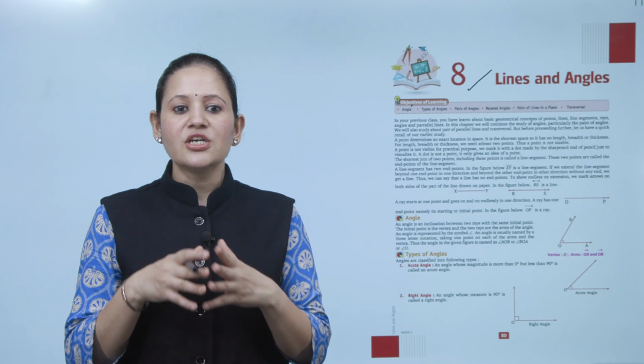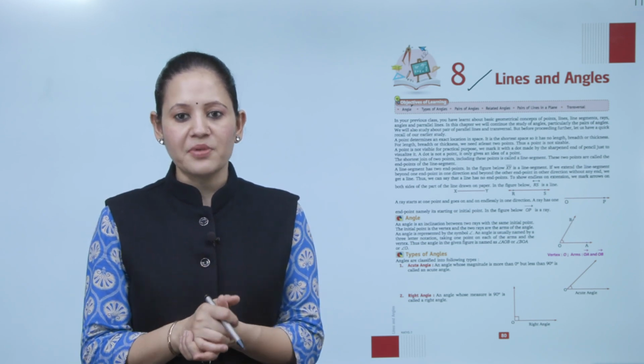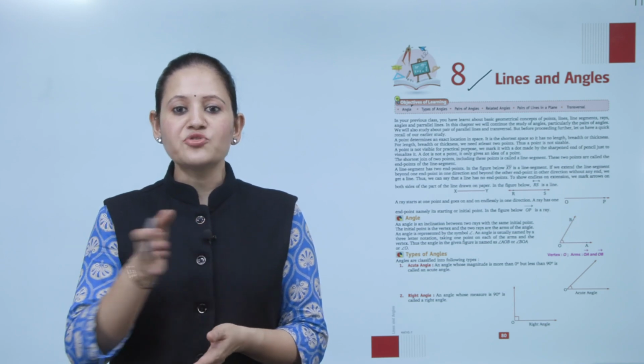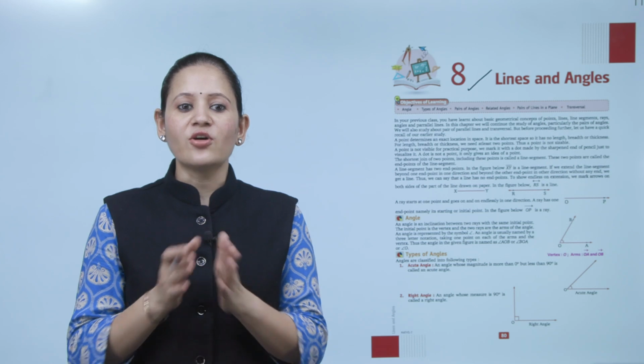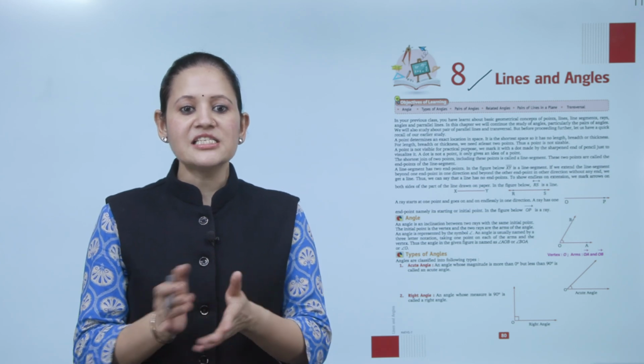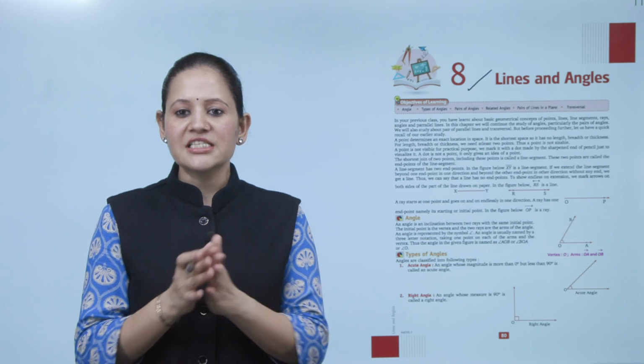The shortest join of 2 points, including these points, is called the line segment. Means 2 points को अगर हम join करेंगे, that will make a line segment. These 2 points are called the end points of the line segment. The line segment has 2 end points. In the figure below, XY is a line segment.